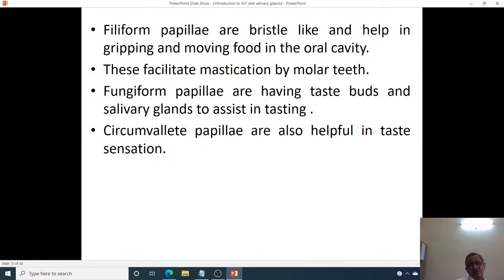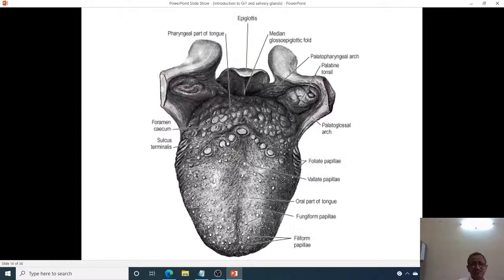Now the filiform papillae, I told you they are bristle-like structures. They help in gripping and moving the food in the oral cavity. They facilitate mastication by molar teeth. And fungiform papillae have taste buds and salivary glands to assist tasting. Similarly, circumvallate papillae are also helpful in taste sensation.